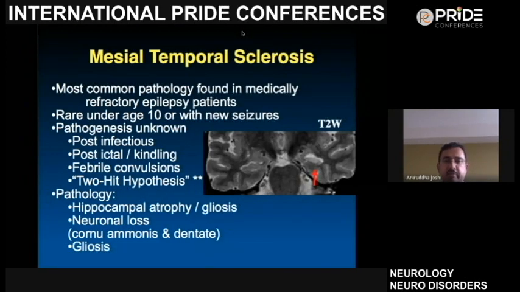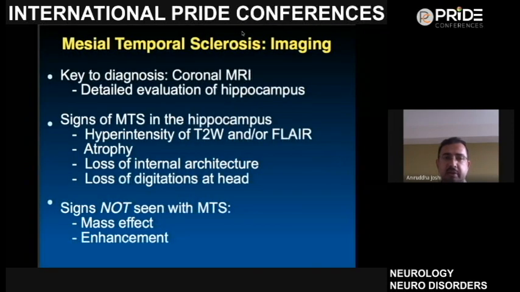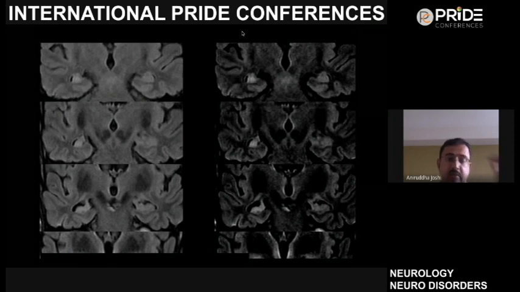Coming to mesial temporal sclerosis, it is the most common pathology found, and rare under the age of 10. Mainly the pathogenesis we found is post-infectious, post-ictal, and febrile convulsions. We use criteria to diagnose hippocampal sclerosis: atrophy, hyperintensity, loss of internal architecture, and loss of digitations. These are the main signs. There are also secondary signs, mainly ipsilateral mammillary body and fornix atrophy. Here we can see the right hippocampal atrophy.